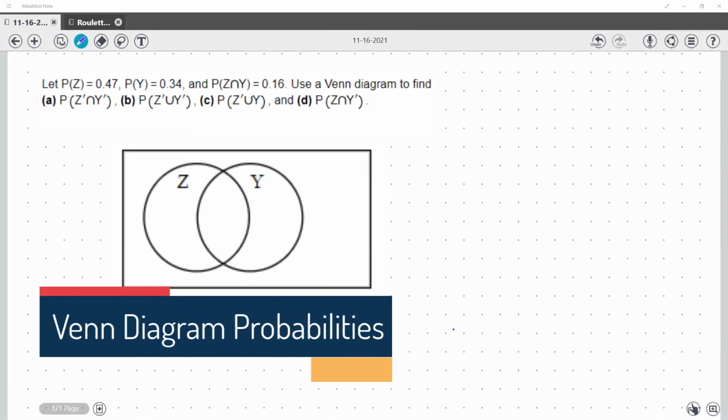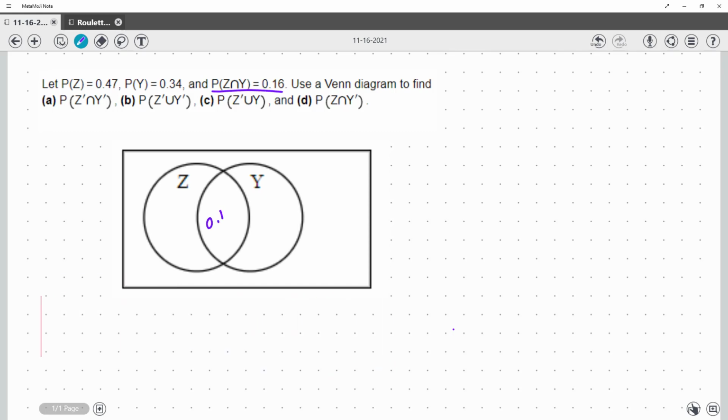Let's go back to Venn diagrams, and we can also use probabilities. If you remember when we did Venn diagrams, we always did the intersection first, because that way I can find these other values. So in other words, I have 0.47 minus 0.16, which is how I get this to be 0.31, because all of z is 0.47. And then this piece would be 0.18, because 0.18 and 0.16 would give me that value.